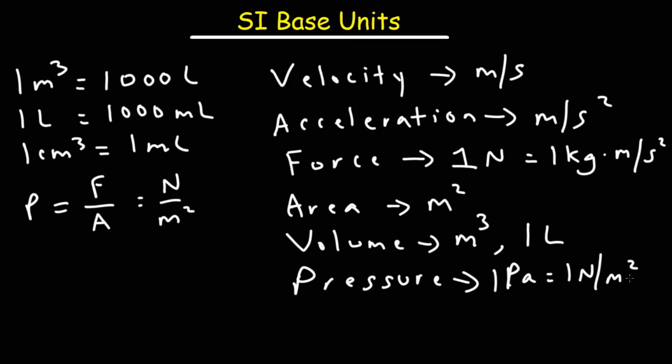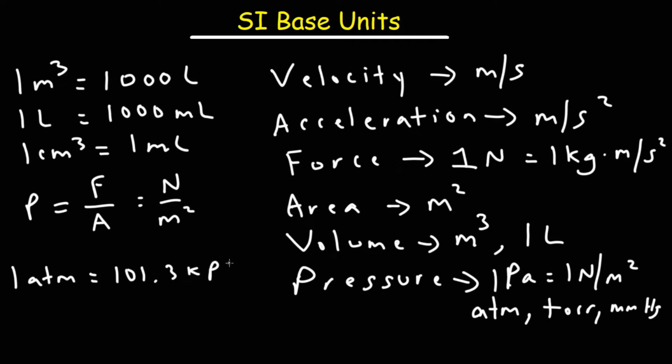Now, in chemistry, pressure is typically measured in atmospheric pressure, ATM. Sometimes you'll see it measured in the unit torr or millimeters of mercury. So here's the conversion for those of you who want to know. 1 ATM, this is pressure of air at sea level, 1 atmospheric pressure. That's equal to 101.3 kilopascals.